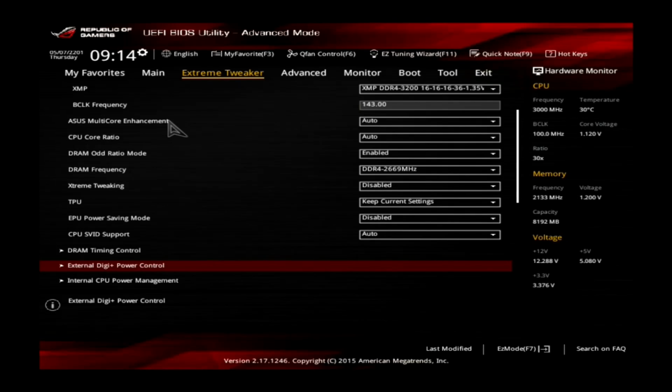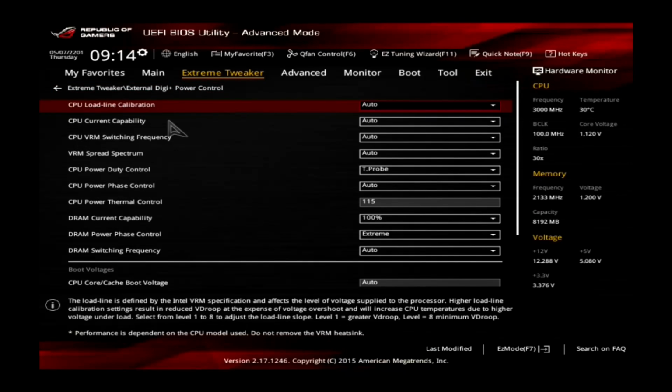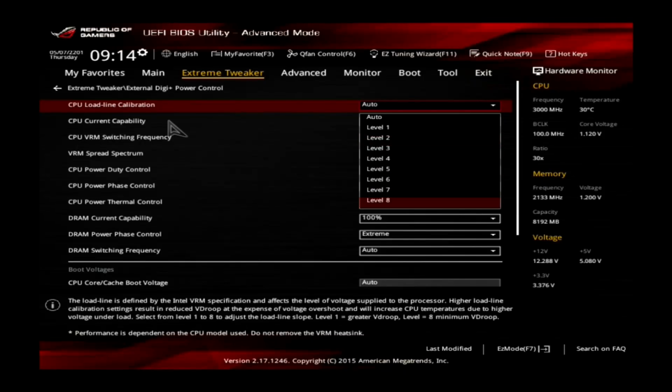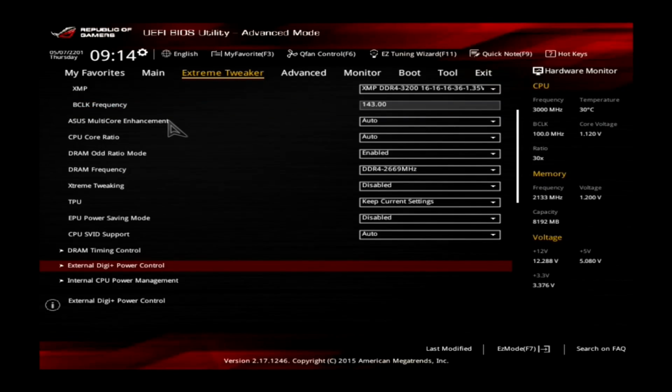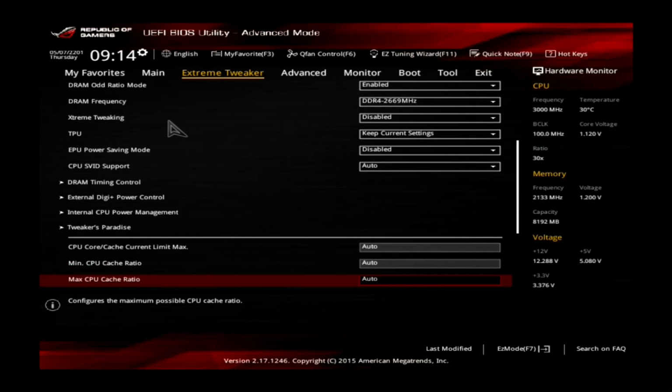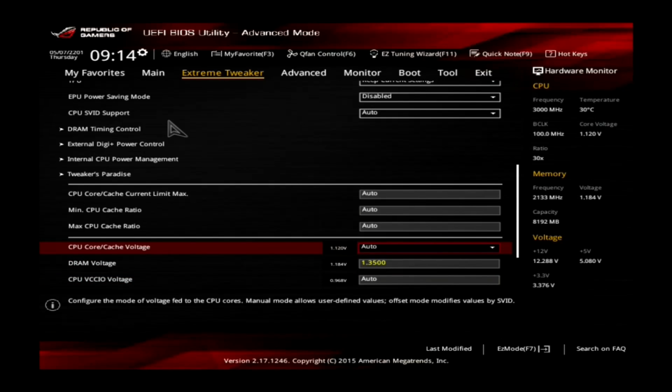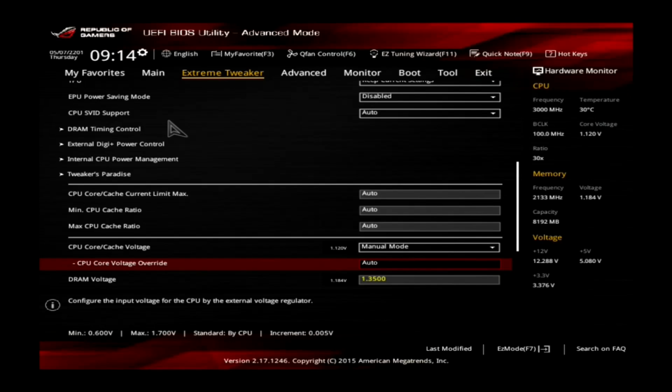Go to External Digi+ Power Control and adjust the CPU Load-line Calibration to level 7. This will keep the voltage stable under load and guarantees a more stable overclock. You don't have to change anything here, so only the CPU core cache voltage has to be set to manual mode, and let's set this one to 1.35.